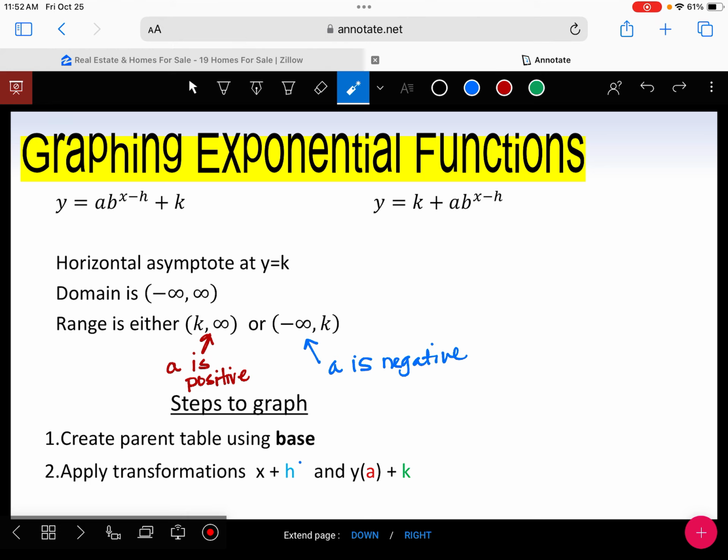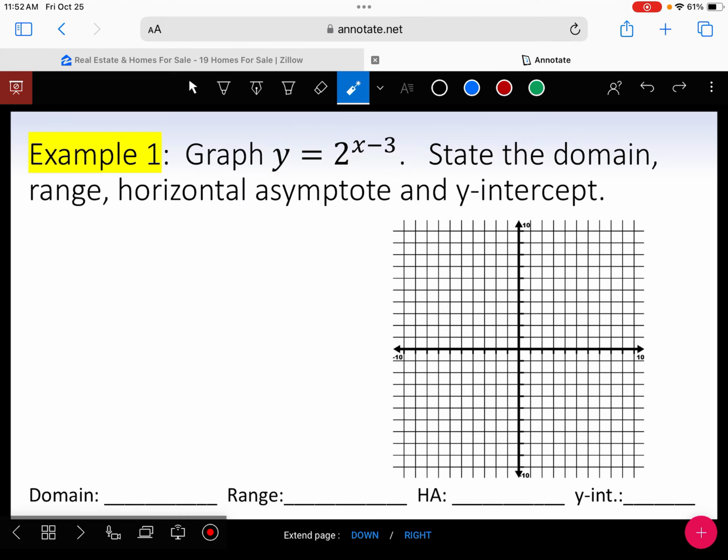Okay, all right, is this what your number 1 looks like? Yeah. All right, so what is the base of my exponent? 2. So I'm going to make 2 tables. My first table is just y equals 2 to the power of x.